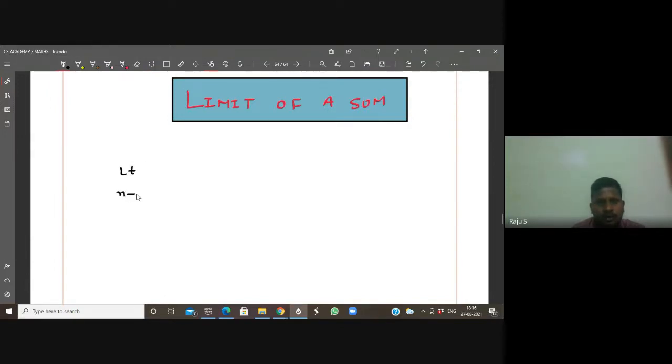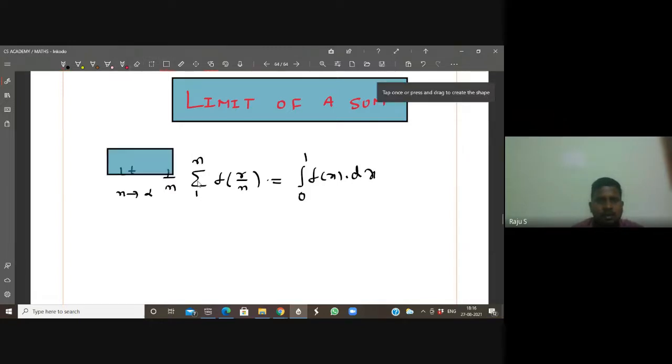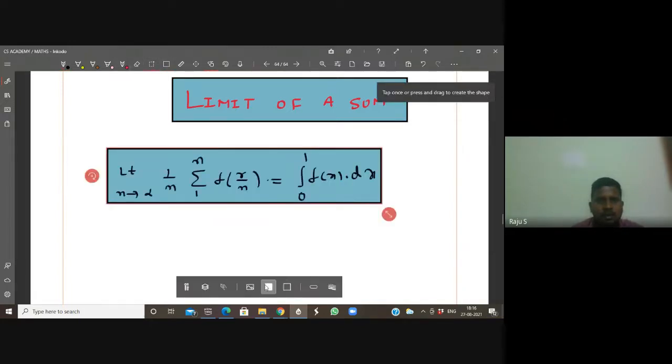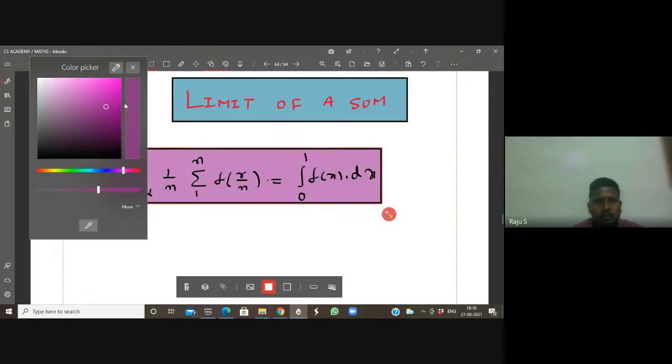Limit n tends to infinity, 1 by n summation 1 to n of f of r by n is equal to the integral 0 to 1 of f of x dx. This is the formula. What is the formula here? This you have to remember.